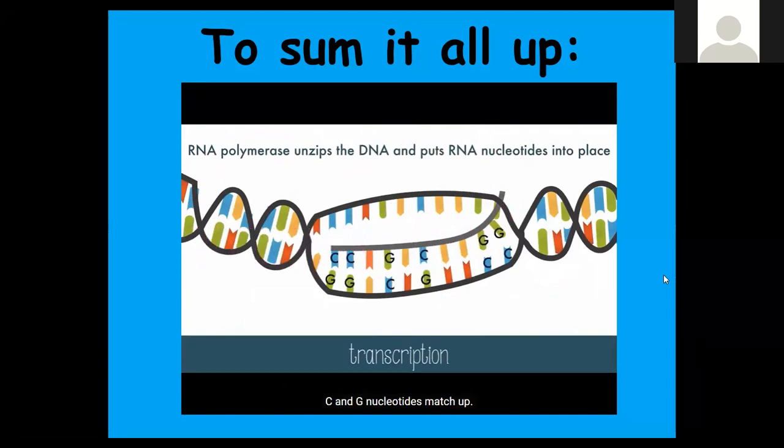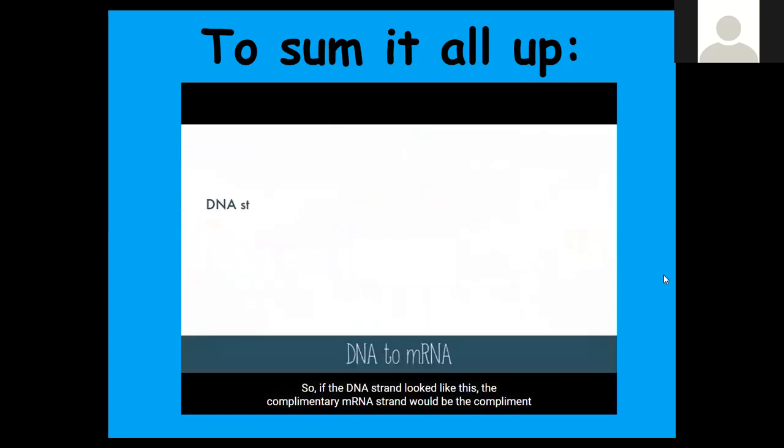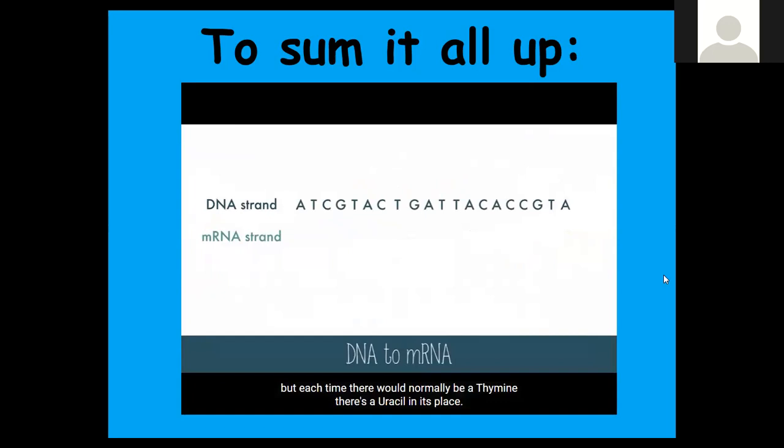C and G nucleotides match up, A and T nucleotides match up, but anytime the RNA places a complement to an A on the DNA, it places a U instead of a T in the RNA. Remember, RNA uses uracil instead of thymine. So, if the DNA strand looked like this, the complementary mRNA strand would be the complement, but each time there would normally be a thymine, there's a uracil in its place.